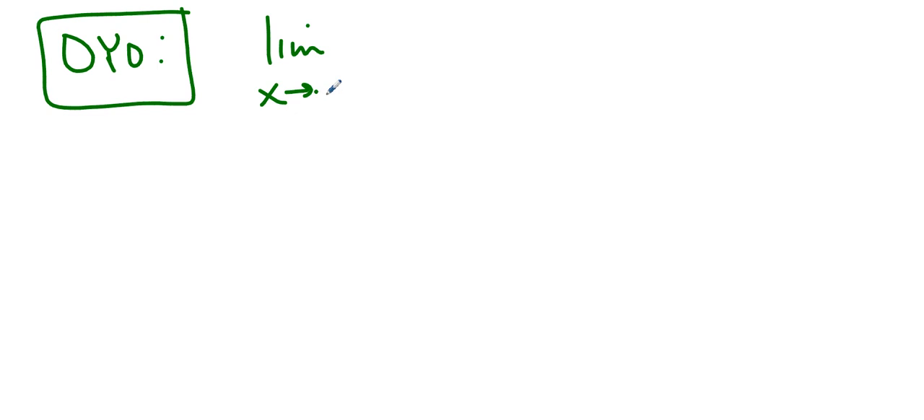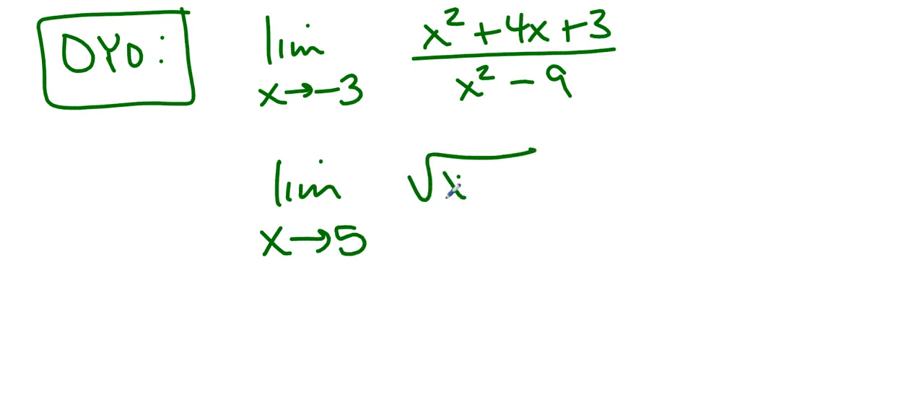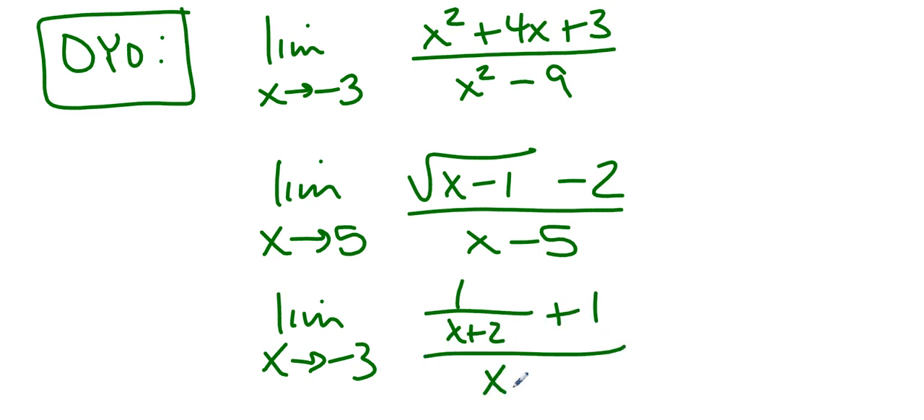You should consider the following things before we gather. Think about the limit as x approaches -3 of x squared plus 4x plus 3 over x squared minus 9. Try to find the limit as x approaches 5 of the square root of x minus 1 minus 2 over x minus 5. And the limit as x approaches -3 of 1 over x plus 2 plus 1 over x plus 3. This is a factoring question. This will use the conjugate. This is a complex fraction problem.